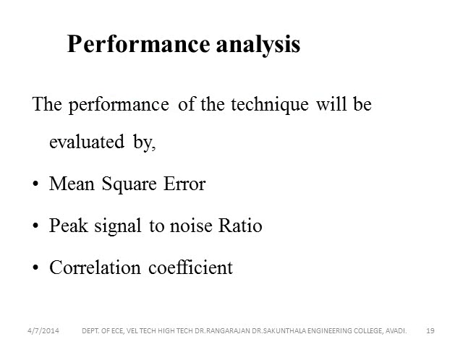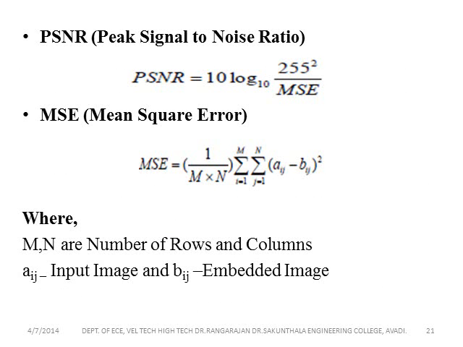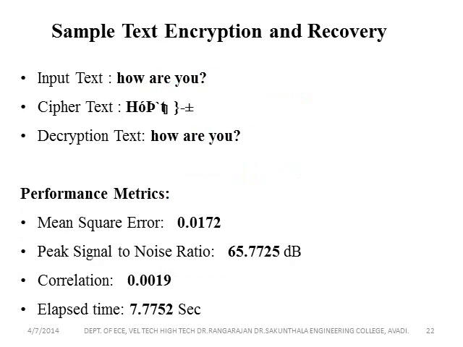We can analyze the image quality using the performance analysis, where we find the mean square error, peak signal to noise ratio, and the correlation coefficient. The correlation coefficient tells how far the input image and the encrypted image are similar. That is given by the formula, and we also find the peak signal to noise ratio and mean square error to find how much error is present. This shows the sample text encryption and recovery of the process we have carried out. We can see the elapsed time is only 7.7 seconds, and also very little correlation.